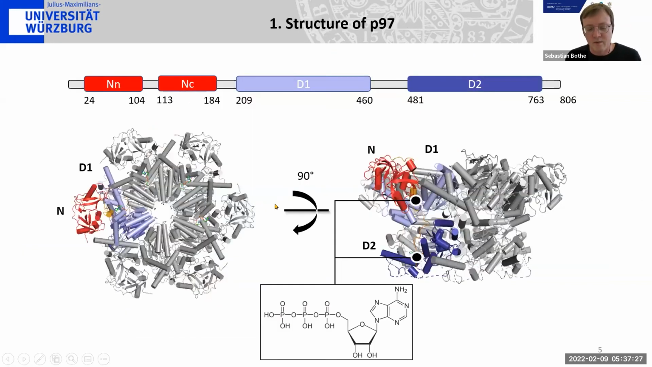So how does P97 look? It's a little bit like two stacked donuts, or, more scientifically speaking, we have a homohexamer, and one monomer is subdivided into two ATPase domains, the CD1 domain and the CD2 domain, and we have an N-terminal structured domain. What is P97? It is a little protein machine which converts the chemical energy released from the hydrolysis of ATP into mechanical work.